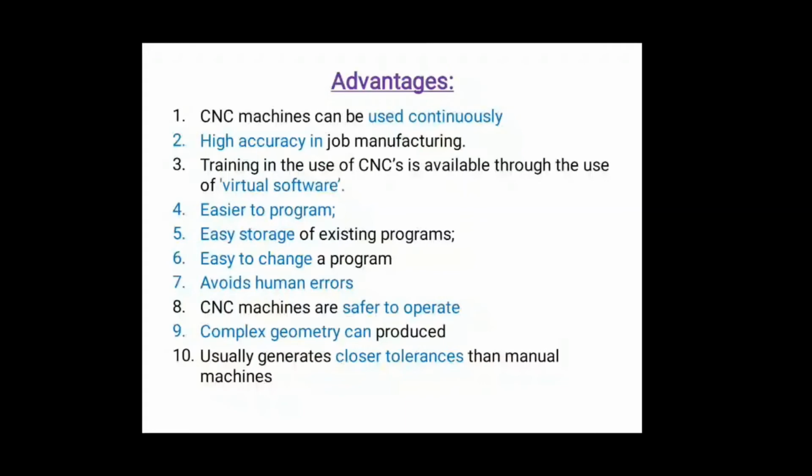Next, avoid human errors. Once we move towards automation, human errors will automatically be avoided. CNC machines are safer to operate as compared to conventional machining. Complex geometry can be produced by using this program and automation. We can create any difficult geometry. It usually generates closer tolerance than manual machines. By using a worker, we have to give large tolerance allowances as compared to automation, so we can generate closer tolerance. So these are the advantages.